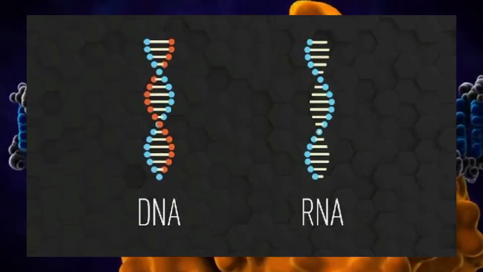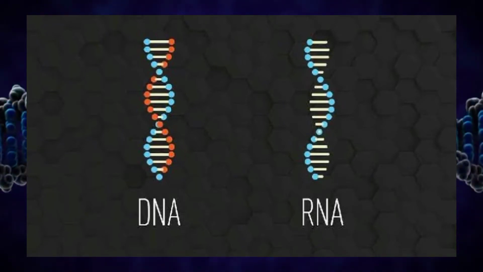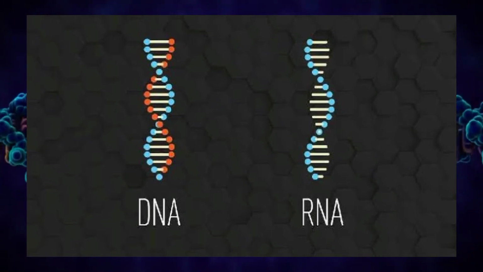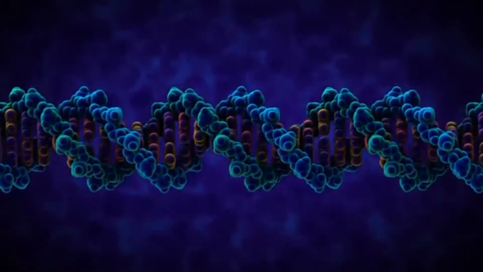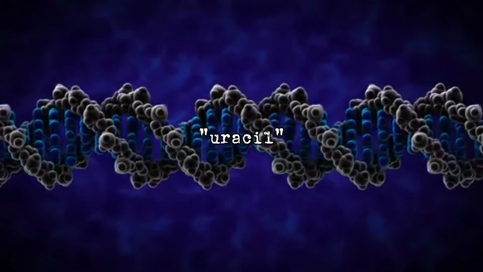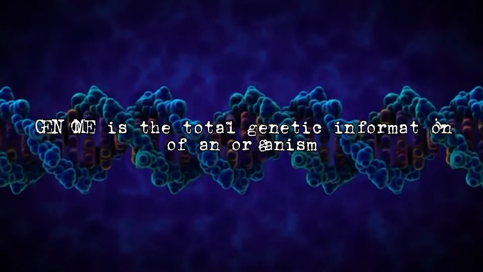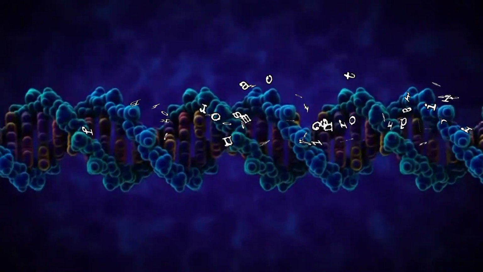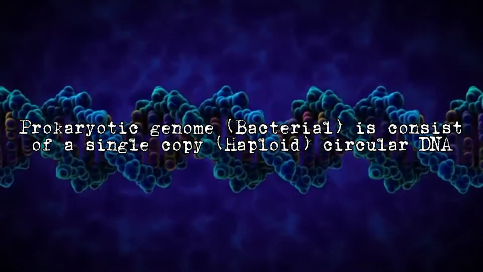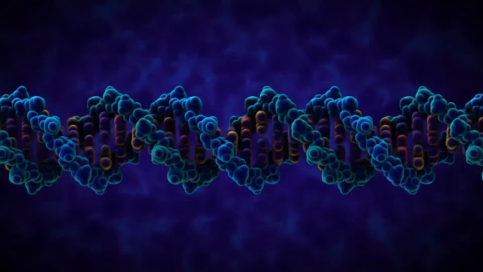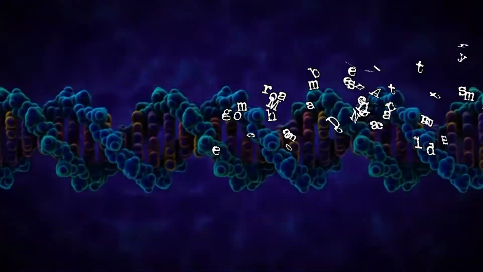RNA, ribonucleic acid, is structurally similar to DNA, except most RNAs are single-stranded. The sugar is ribose instead of deoxyribose, and the base is uracil instead of thymine. Genome is the total genetic information in an organism. Prokaryotic genomes, such as those of bacteria, consist of a single copy haploid circular DNA molecule, ranging from 580 to 4,600 kbp.